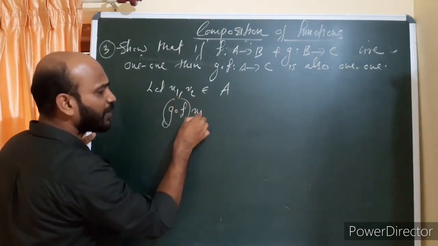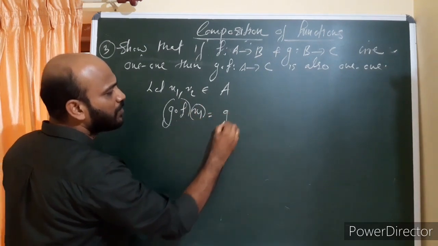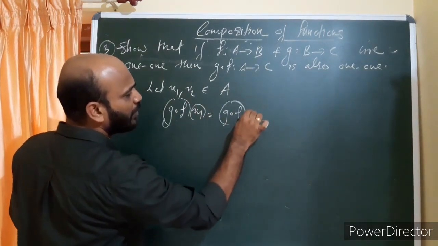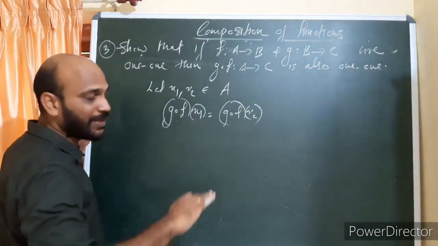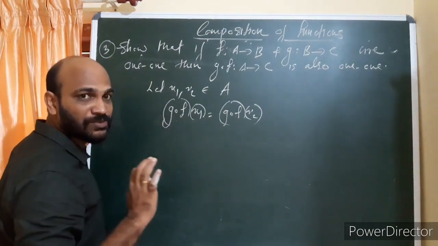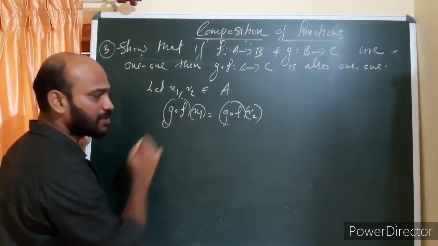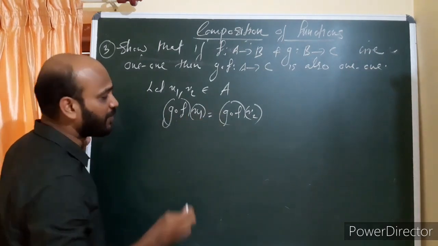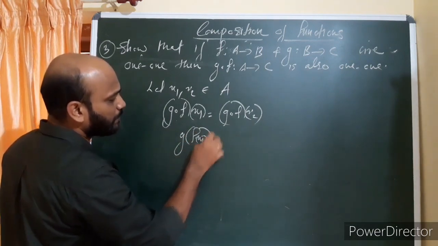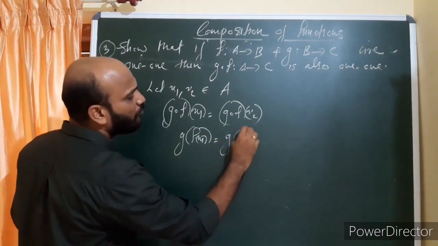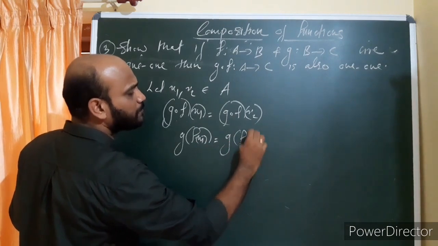So g of f of x1 is equal to g of f of x2, and you have to show that x1 equal to x2. Then we can say that g of f is 1-1. g of f is a function. So next, first you have to use the definition. This one is g of f of x1 equal to g of f of x2.